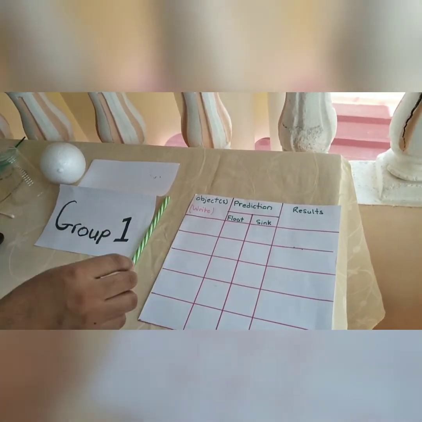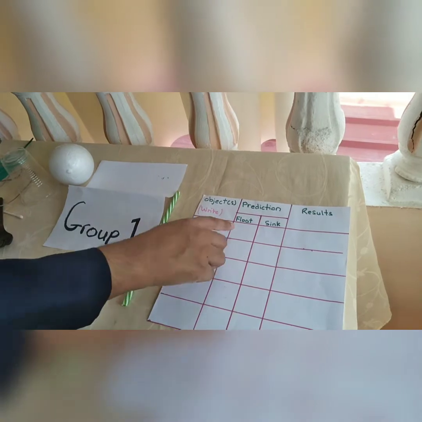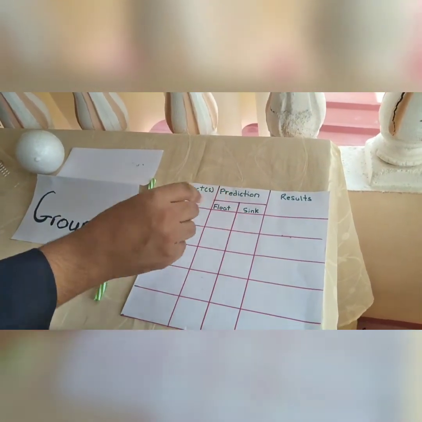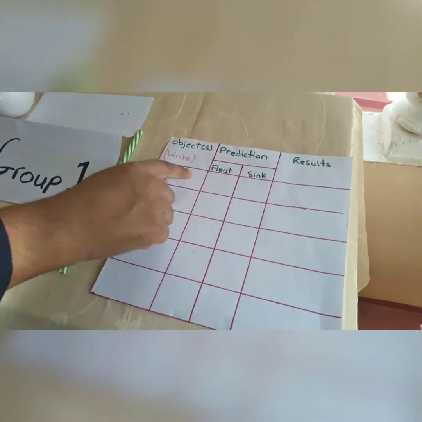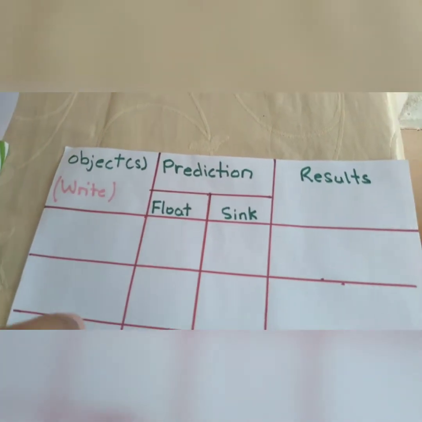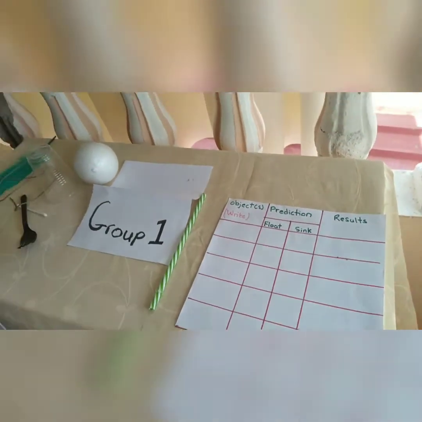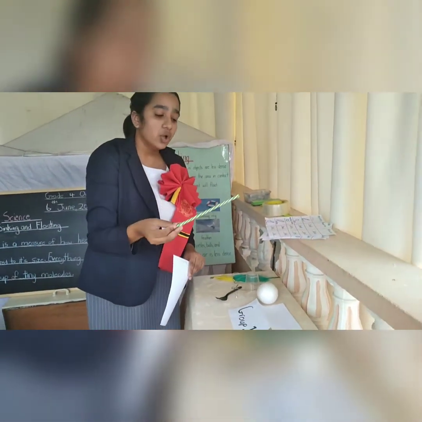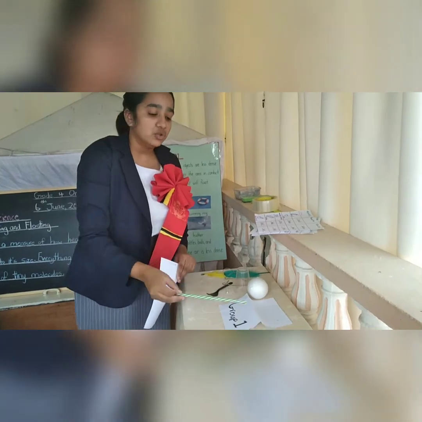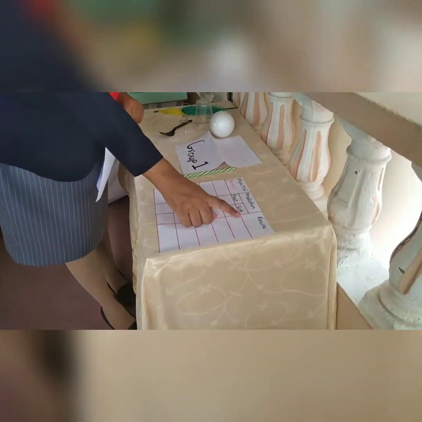Now, what is your prediction? Do you think that the straw will float or will it sink? You are to tick in this box. If you think the straw will float, you write a tick. If you think the straw will sink, you write a tick there. Now, when you're finished placing the straw inside the tub of water, whatever results you gain, you are going to write it into the space.